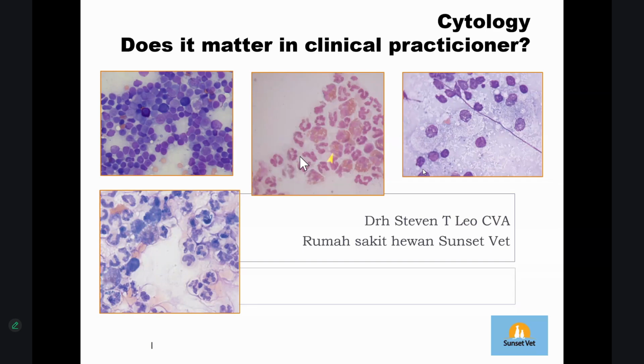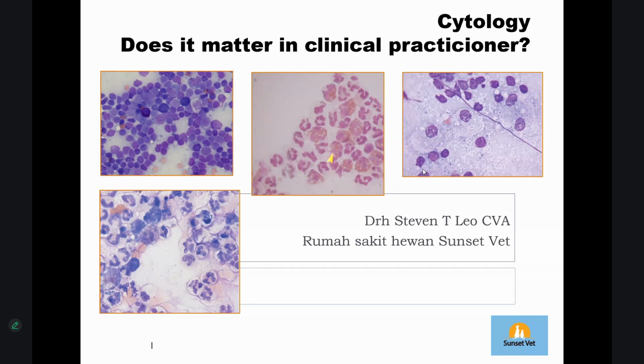Literally, the issue we have right now is that every time clients come to us and, let's say, we find a bump or a lump, what is the next step? If you want to remove it and wait for the pathologist, as I know in Indonesia and Malaysia too, it usually takes 2 to 3 weeks to get the result.